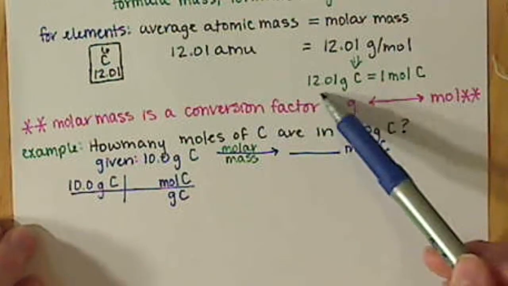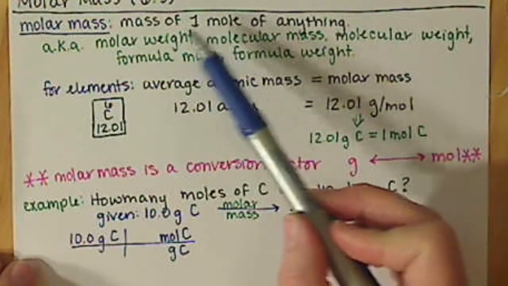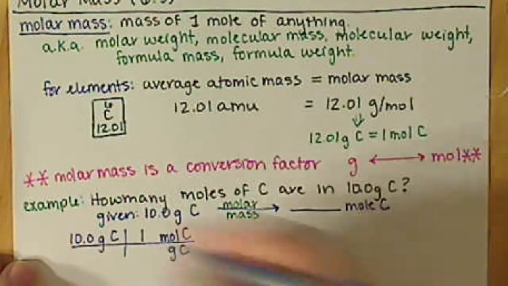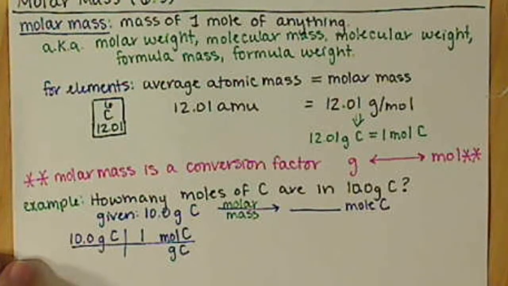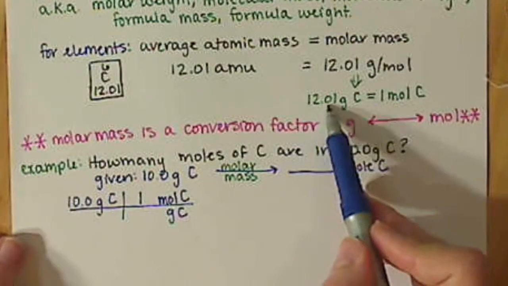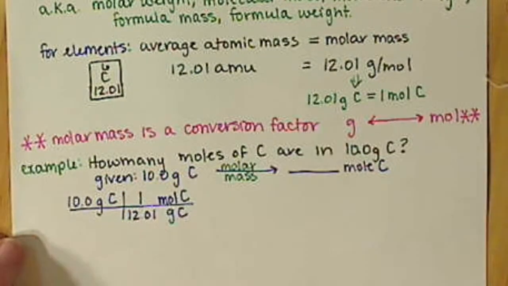And remember our conversion factor, or you can remember the definition: molar mass is the mass of 1 mole of anything. So our 1 goes with our mole. Molar mass is always per 1 mole no matter what. Then our value that we have here, our 12.01 for our mass, goes with our grams.